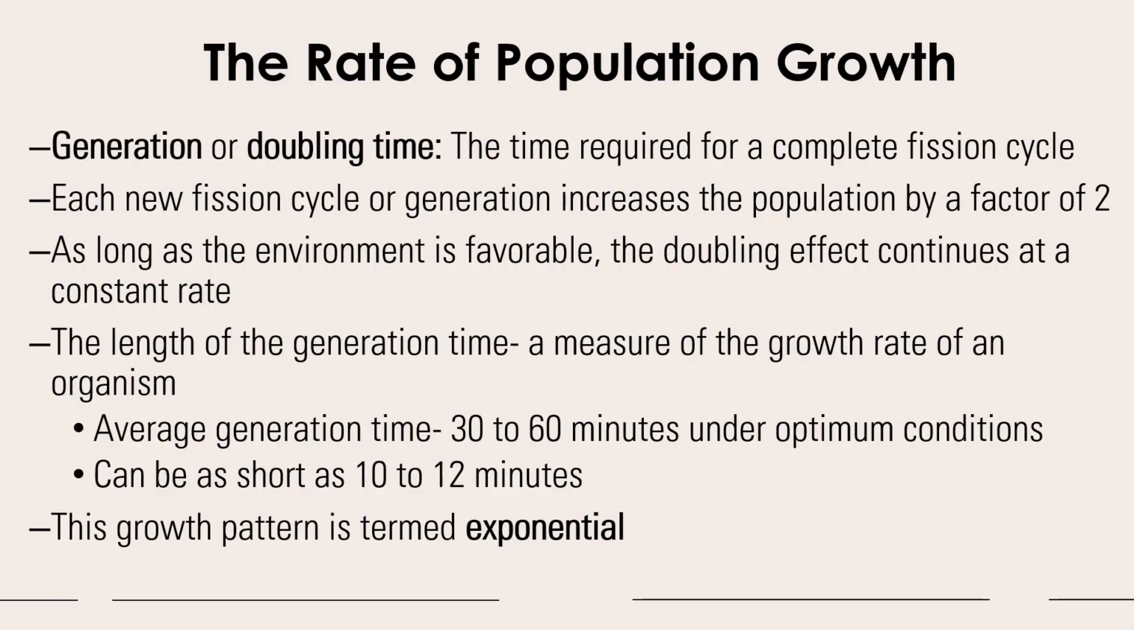The rate of population growth. Generation or doubling time is the time required for a complete fission cycle. Each new fission cycle or generation increases the population by a factor of 2. As long as the environment is favorable, the doubling effect continues at a constant rate. The length of the generation time is a measure of the growth rate of an organism. Average generation time is 30 to 60 minutes under optimum conditions, and can be as short as 10 to 12 minutes. This growth pattern is termed exponential.